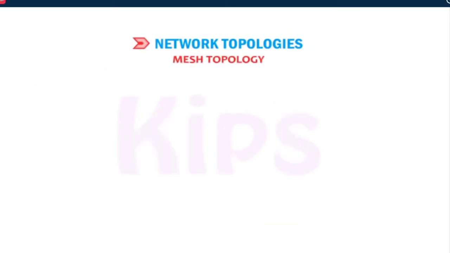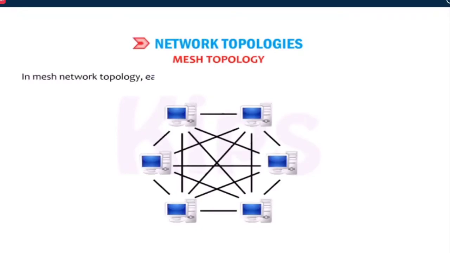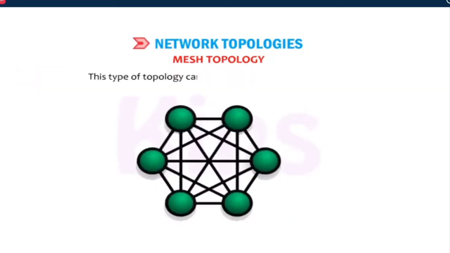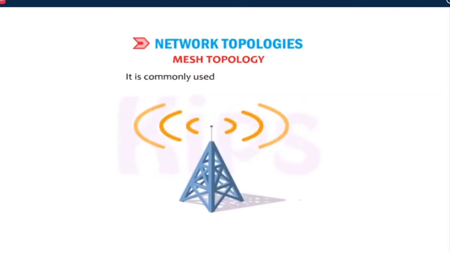Mesh topology. In mesh network topology, each node is connected to every other node in the network. In this topology, every node not only sends its own signals but also relays data from other nodes. This type of topology can handle a large volume of traffic. It is commonly used in wireless networks.